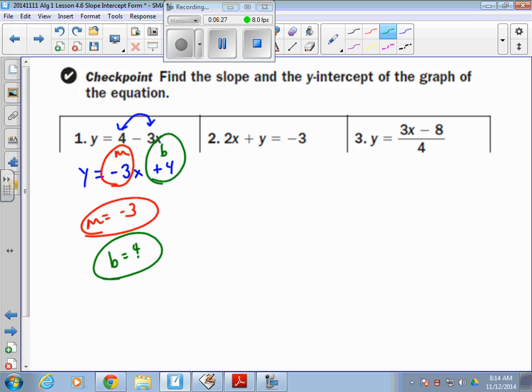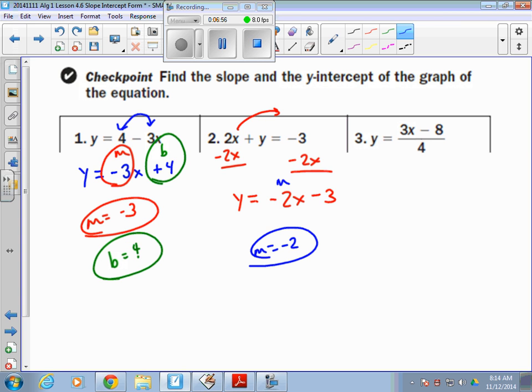mx plus b. 2x plus y is equal to negative 3. You have to transform this equation first. You have to move 2x over. It says positive 2x, so you undo it by subtracting 2x. That's not going to give you negative 5x because they're still not like terms. Y equals, we're going to write the mx one first, negative 2x plus b, minus 3. That says mx plus b. This is your m value, negative 2. There's your slope. And this is your b value. Don't forget the negative that goes with it. Your y-intercept is negative 3.